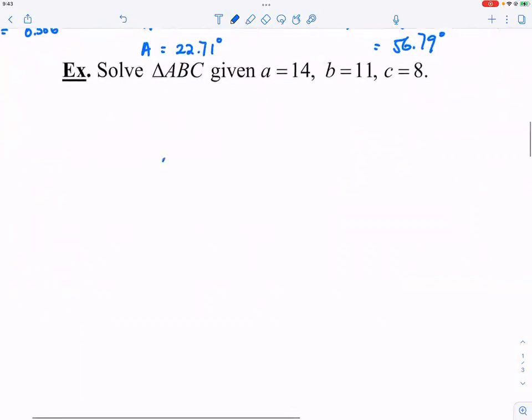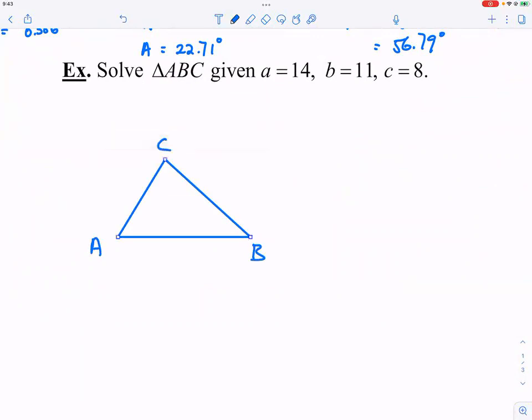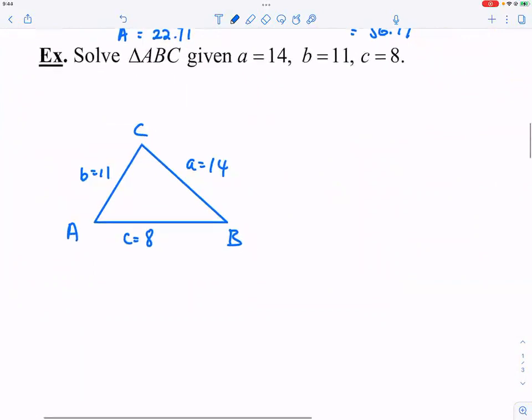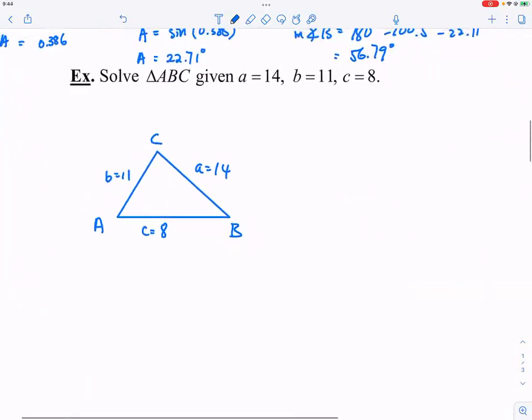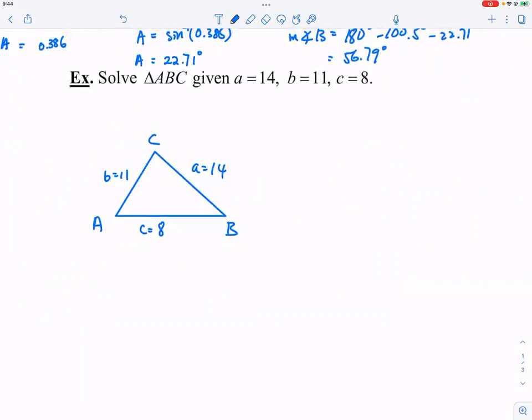All right, so I will let you go ahead and try the bottom example. So for this one, you have A, B, C. Okay, so C is 8, and A is 14, and B is 11. So you have to find out all the 3 angles here. So I'll let you go ahead and find out the angles. Now, I don't care what method you use. You have your tools. As long as you find out the right angle measure, I'm happy.